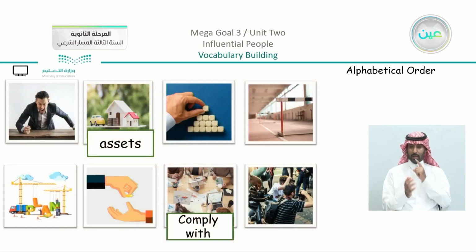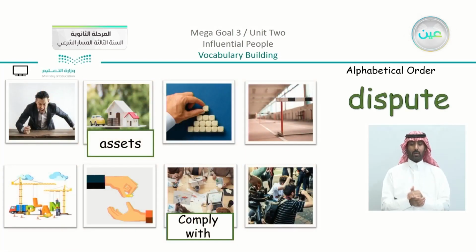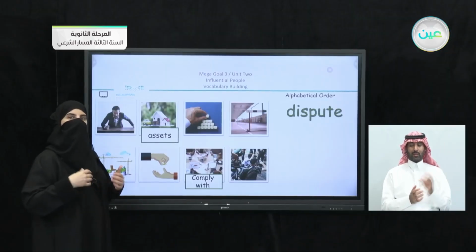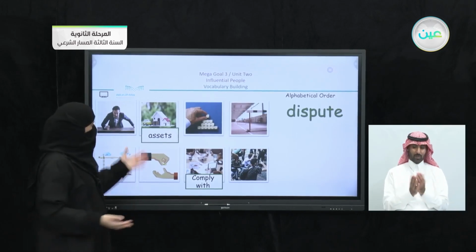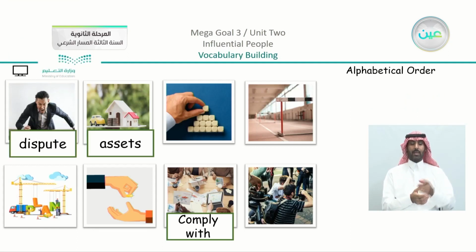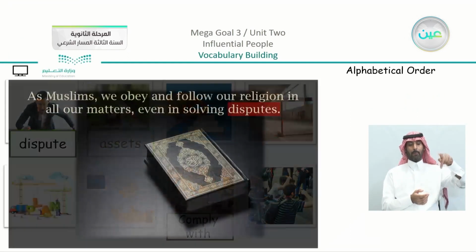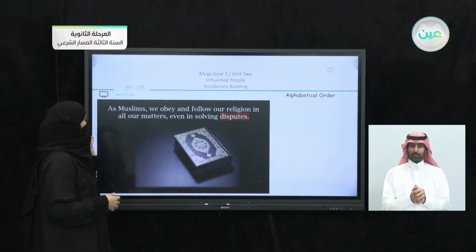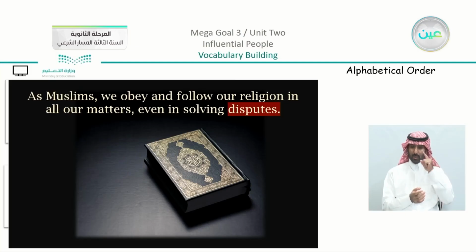Okay, then we took the third word, which is dispute. Now do you remember when I told you that dispute is very close to the meaning that we have in the book? So which one of the pictures can you match? We have here dispute. Yes, correct. So dispute is close to disagreement, or has the same meaning. So we have here our example. As Muslims, we obey and follow our religion in all our matters, even in solving disputes.